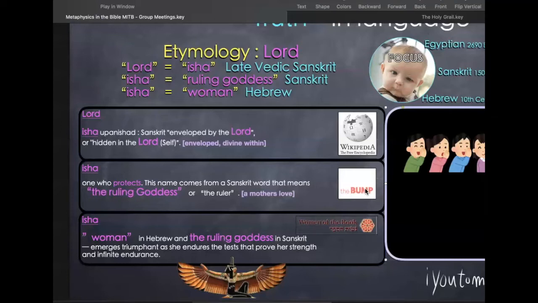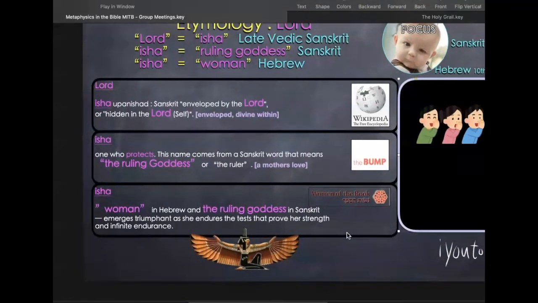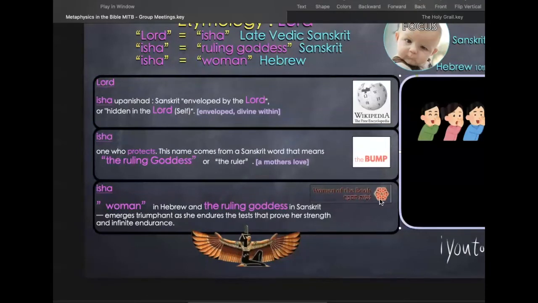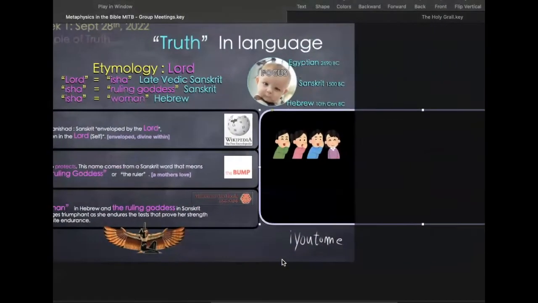This website called The Bump has the definition of Isha, one who protects. Mother protects. This name comes from a Sanskrit word that means the ruling goddess. Even they knew that. Or the ruler, i.e. a mother's love. And then woman of the book. You can see they have Hebrew writing there. In Hebrew, the ruling goddess in Sanskrit is woman. Emerges triumphant as she endures the tests that prove her strength and infinite endurance. In other words, the love of a mother always comes back. And that's part of the Christ consciousness, our Christ raising.